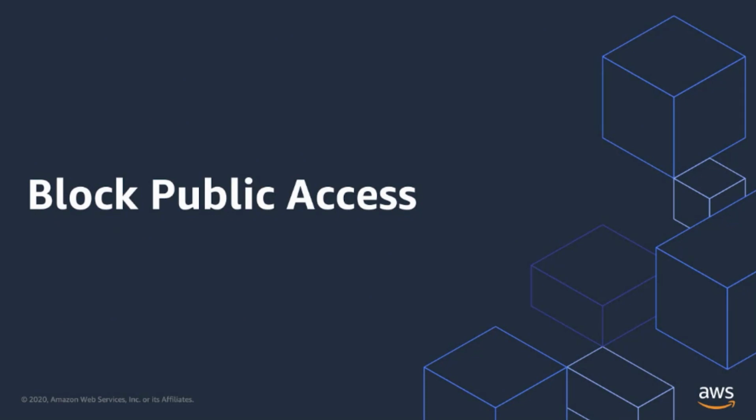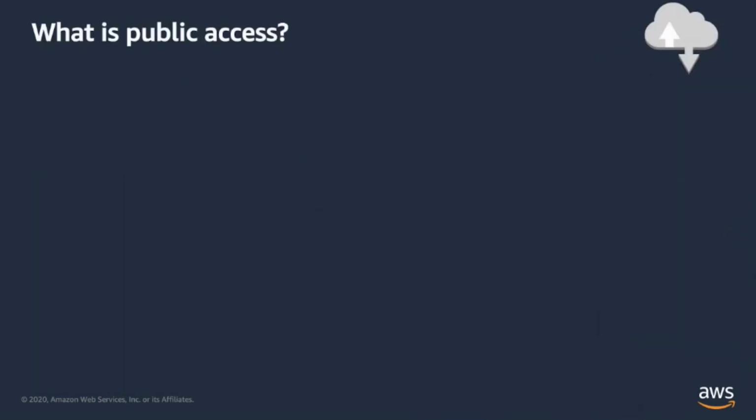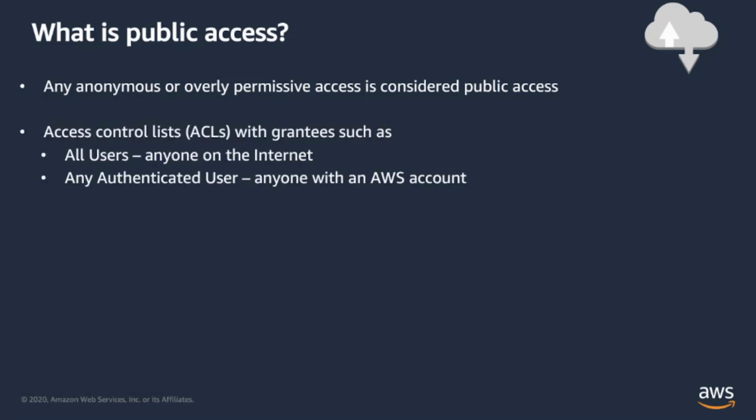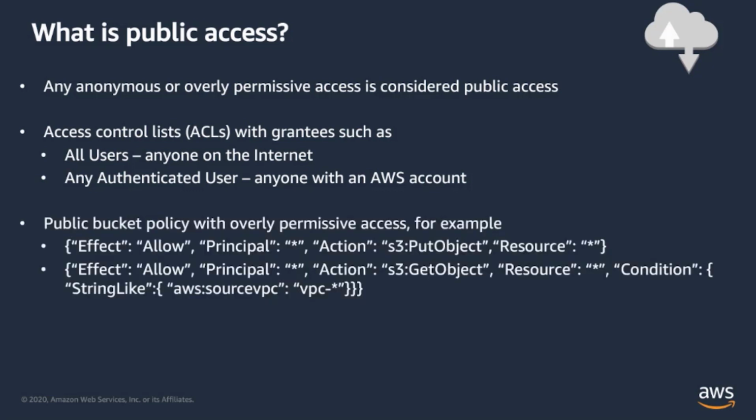All right, now we're going to talk about block public access. So what is public access? Public access is any anonymous or overly permissive access, right? So if you have any of that, we'll consider that public. And there are two ways we look at this. One is through an ACL, for example, access control list with all users or any authenticated user, right? This is essentially anyone on the internet or anyone with an AWS account. We would consider that public access. Similarly, if a bucket policy has overly permissive access, we would consider that public.